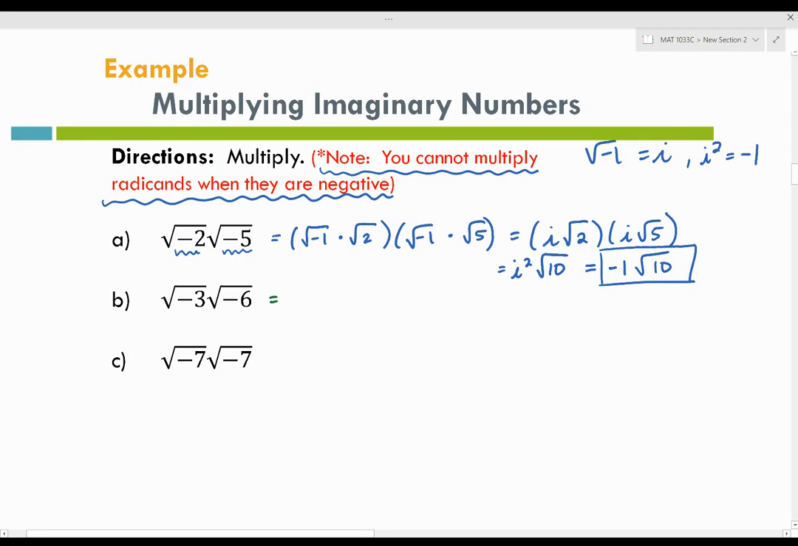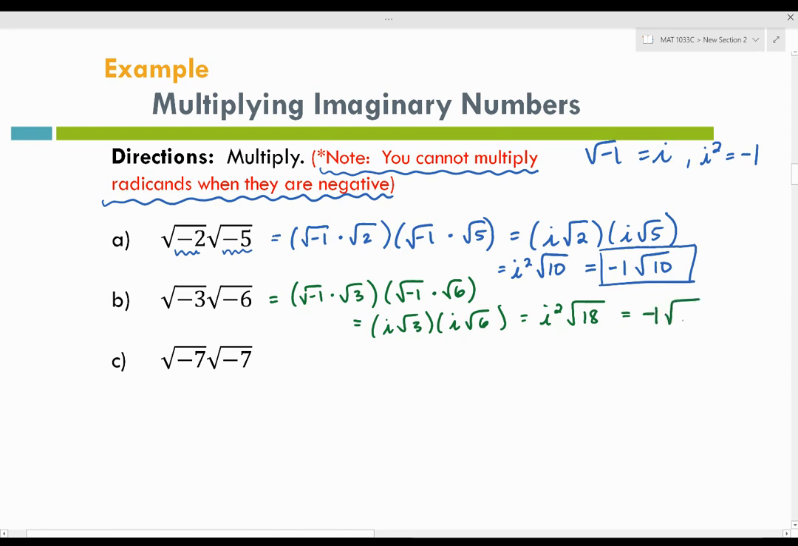So we're going to do the same thing. We're going to split our two numbers into their negative parts and their positive parts. So the square root of negative 3 is going to become square root of negative 1 times the square root of 3. The square root of negative 6 is going to become the square root of negative 1 times the square root of 6. I'm going to multiply them together. So that's going to be i square root of 3, i square root of 6, which is going to become i squared on the square root of 18, because 3 times 6 is 18. i squared becomes negative 1 on the square root of 18.